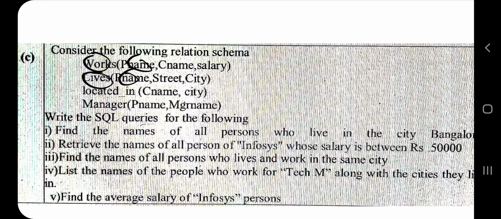Okay, so select the names w.p_name from works w, lives l, where works.c_name is equal to Tech M. First we are considering the first condition, which is the company name is Tech M, and lives.city, along with the cities, right? We just have to retrieve lives.city also. Okay, where lives.p_name is equal to works.p_name.